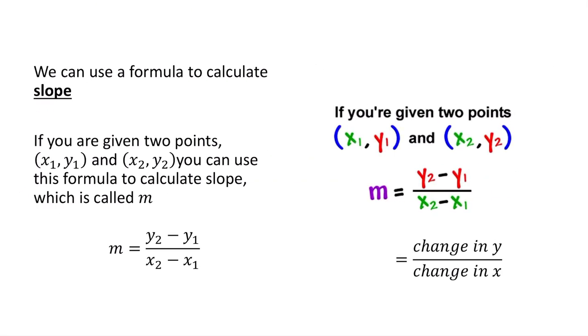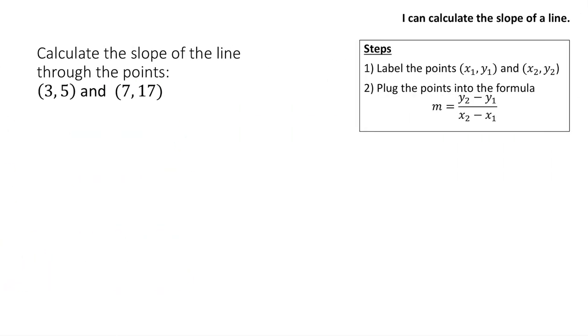So we can use this formula to calculate slope if you're given 2 points, (x1, y1) and (x2, y2), that are on your line. This formula to calculate slope, which is called m, is y2 minus y1 divided by x2 minus x1. Notice that this is the difference in the y-coordinates divided by the difference in the x-coordinates. It's another way of saying find the change in y divided by the change in x. So let's look at an example.